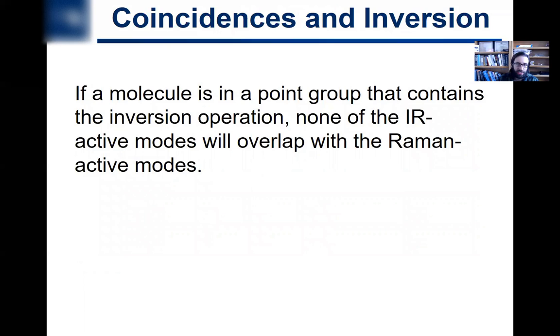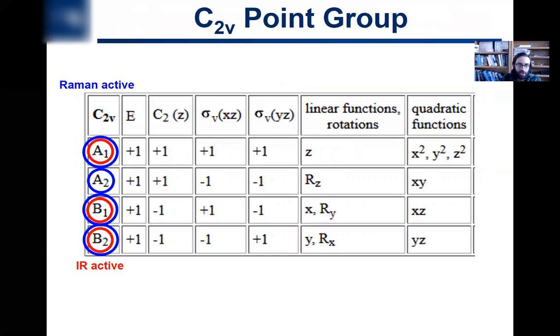A really fast way to do this is to use this theorem that tells you that if a molecule is in a point group that contains the inversion operation, none of the IR active modes will overlap with the Raman active modes. In other words, there won't be any coincidences between the Raman spectra normal modes and the IR spectra normal modes.